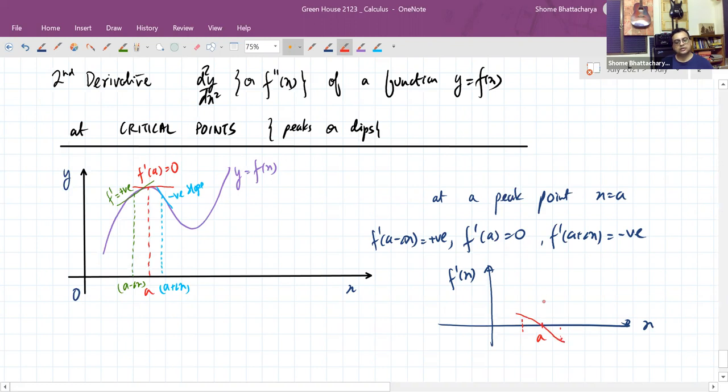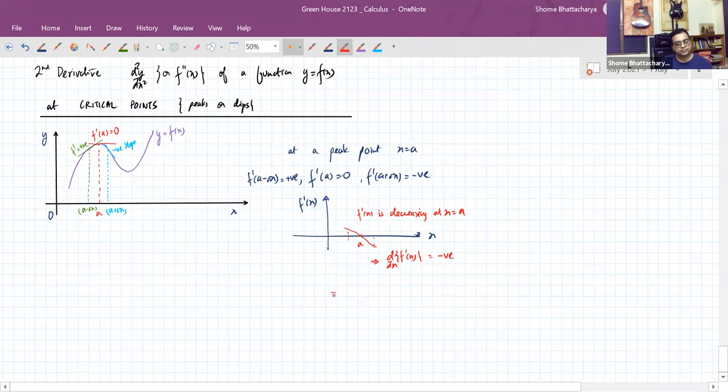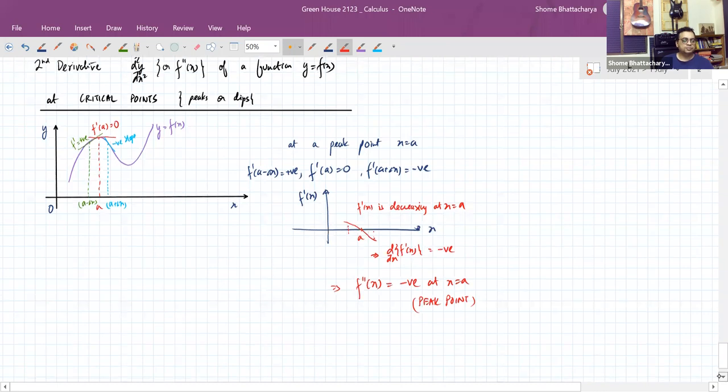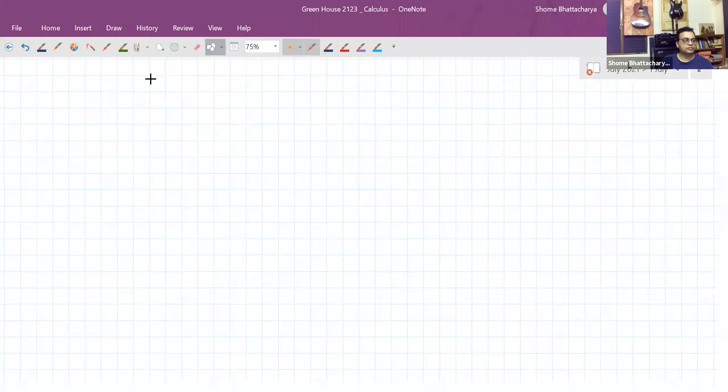It's decreasing. So f prime x is decreasing at x equal to a, because it's going from a positive value to a negative value. So its derivative should be what? It should be negative. So in other words, the second derivative should be negative at a peak point. Now, likewise, if you do the same analysis for the dip point, you will see it's the reverse of this. So we'll do that separately. Then we'll come back to comparing both of them.